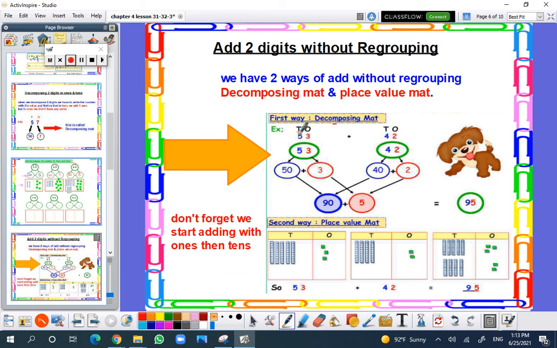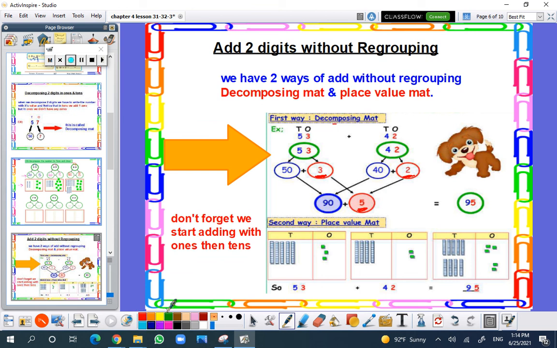So I'm going to write TO. 53, so I'm going to write 50 plus 3, tens and ones. 42 is going to be 40 plus 2. And what about now? I'm going to start adding with the ones. I'll start adding the red circles together. 3 plus 2 equals what? 3 plus 2 equals 5. So I'm going to start adding with the ones first. Don't forget, we start adding with the ones, then the tens.